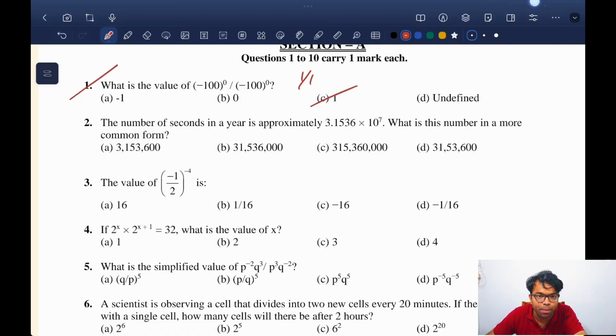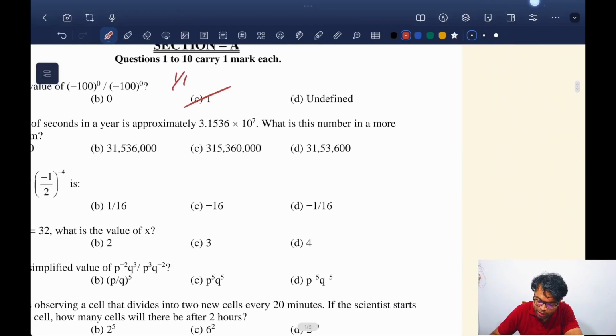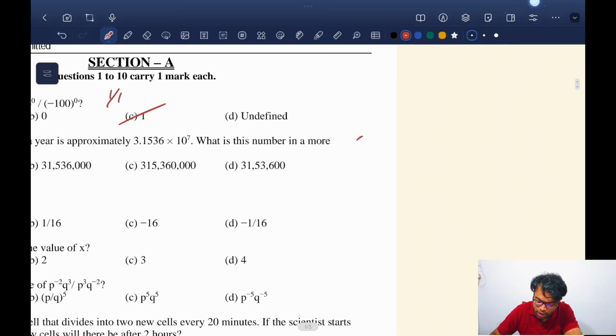The number of seconds in a year is approximately 3.1536 into 10 to the power of 7. What is this number in more common form? ठीक है, more common form में ये कितना होगा? Common form और scientific form होता है ना? So common form में what this number will look like? 3, 1, 5, 3, 6. कितने जीरोस है? 7 जीरोस है। 1, 2, 3, 4, 5, 6, 7. 3 जीरोस और ऐड करना पड़ेगा। That is the answer.